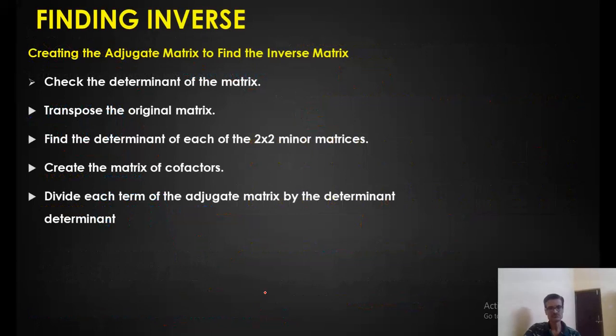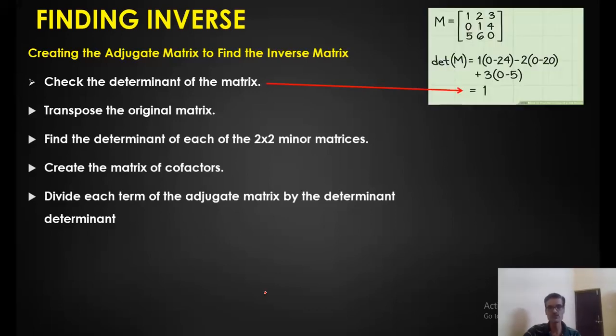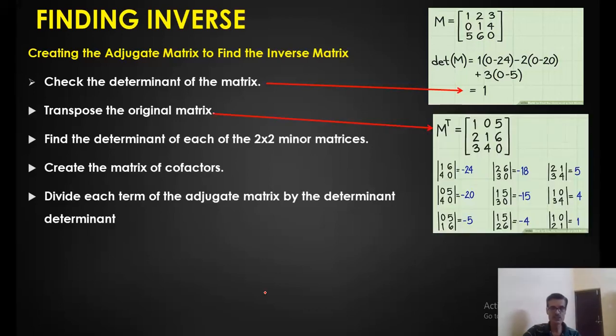Okay. Now, how to find the inverse? Again, just for your knowledge, I have mentioned here. Otherwise, in mathematics, you have already studied how to get the inverse of a 2 cross 2, maybe 3 cross 3, whatever the matrix is. Just for your information, these are the steps we have to follow. Check the determinant of the matrix. So I have this example matrix. Say I found the determinant over there. Transpose the original matrix next. Then you find the determinant of each of the 2 cross 2 minor matrices.